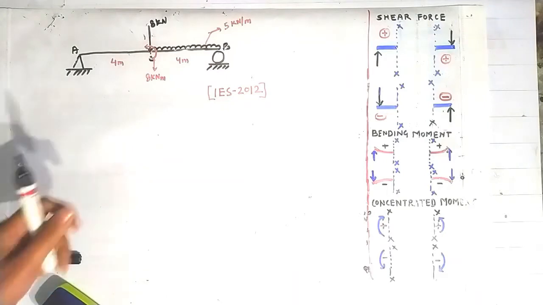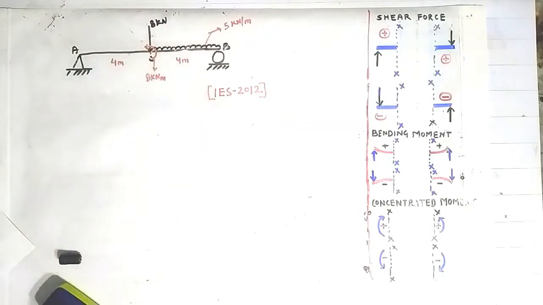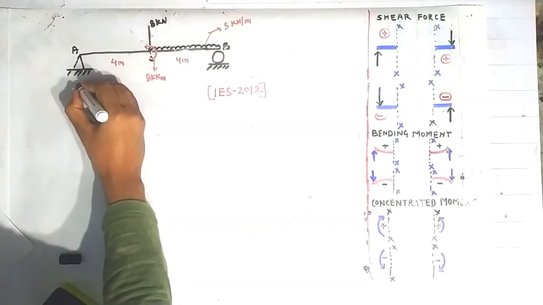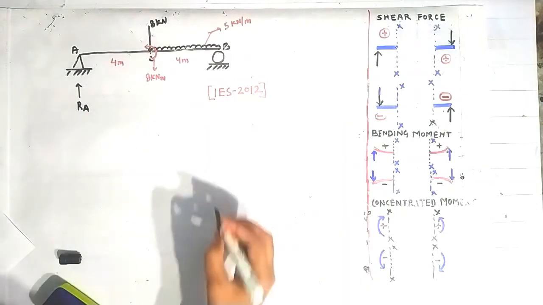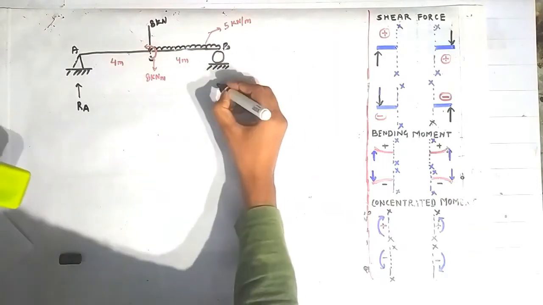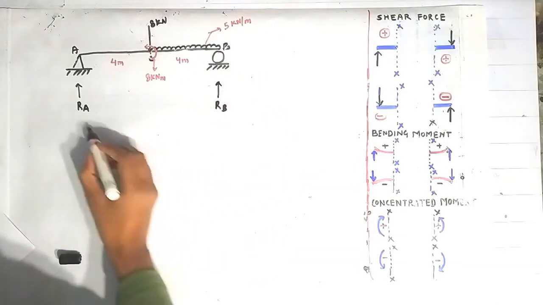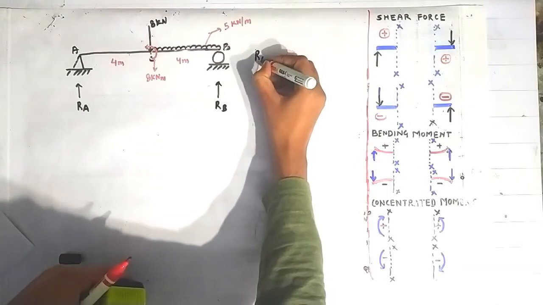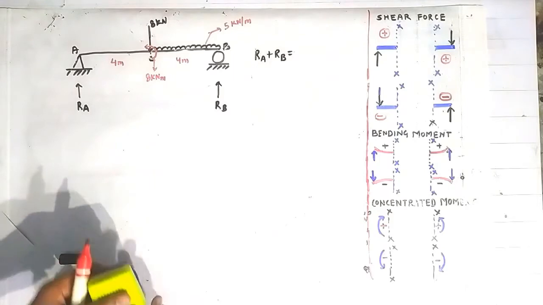Now friends, we will draw the shear force and bending moment diagram for this figure. Now see this friends, how we will do this. First thing is that we have to assume the reactions at the point A. Suppose reaction at A is acting in vertically upward direction like this, and reaction at B is also assumed to be acting in vertically upward direction like this. Now we know that the sum of these two reactions is equal to the net vertical load acting over this beam. So RA plus RB is equal to the net vertical load acting over this beam.